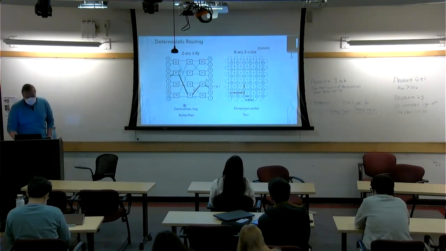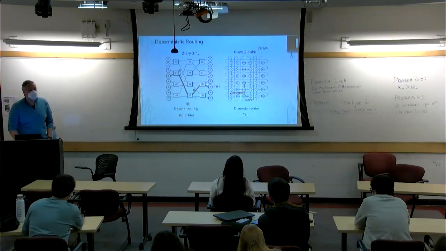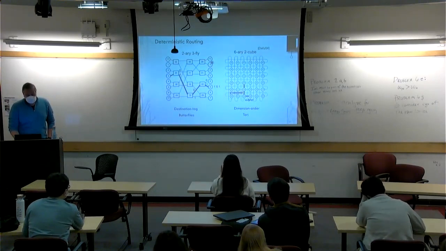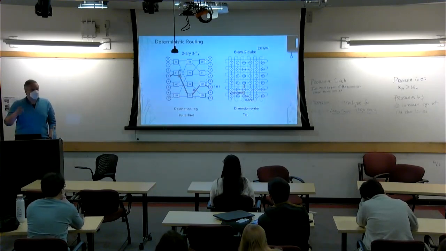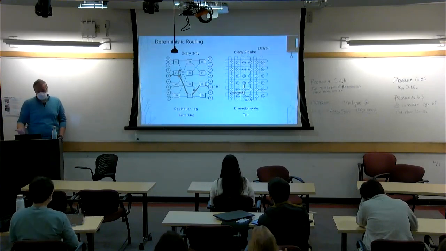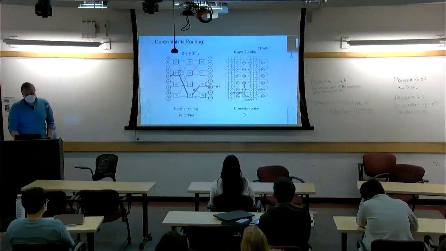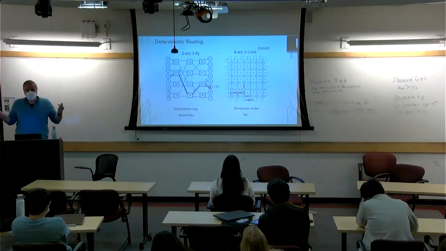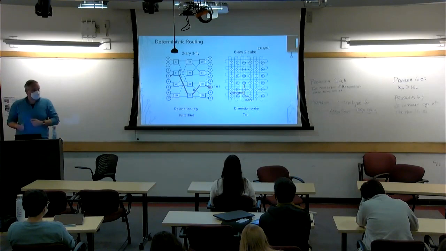On the destination tag, this is more for butterflies and clos type networks. Each node has basically a tag, and in each router you peel off the direction. Every channel is labeled 0, 1, etc. And you just peel off the binary direction, and you're essentially there. So you don't have to really infer where it's going. You just peel off parts of the destination tag, and you make your routing decisions that way.